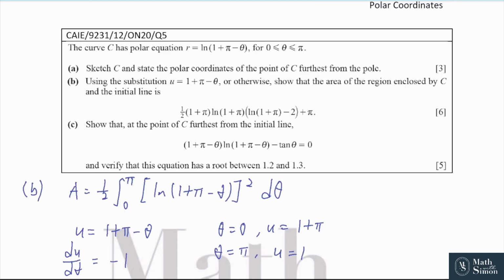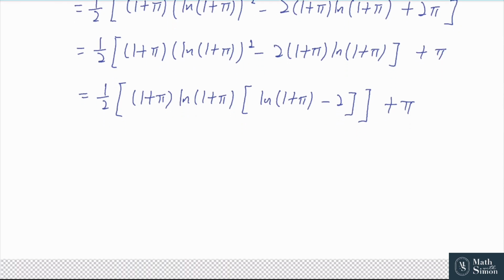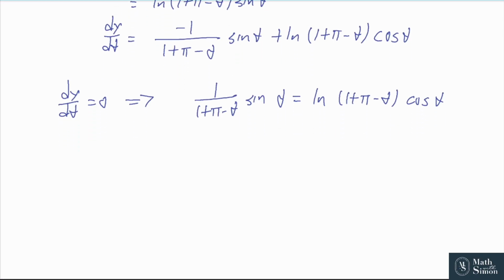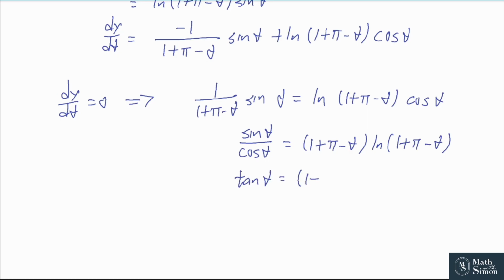Okay, so let's see what we want in the question. Everything is at the numerator. So here we just do a little bit of rearranging. So we have sine theta over cos theta equals 1 plus pi minus theta and then ln 1 plus pi minus theta. This is tangent theta, obviously. So basically the work is just rearranging to get the equation. So yeah, proven.